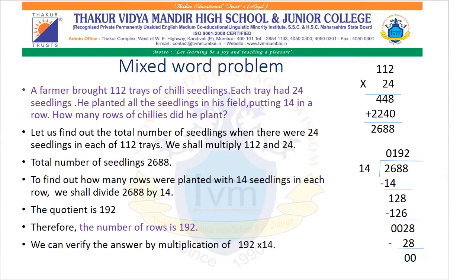So the number of rows is 192. We can verify this answer by multiplying 192 with the divisor 14. If you get 2688, then our answer is correct. Yes, so our answer is correct. We got the correct answer. 192 rows are made by the farmer.